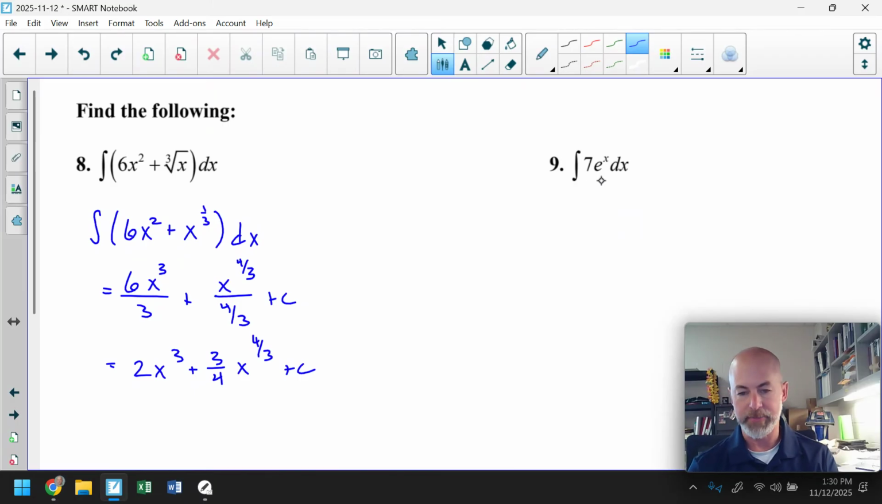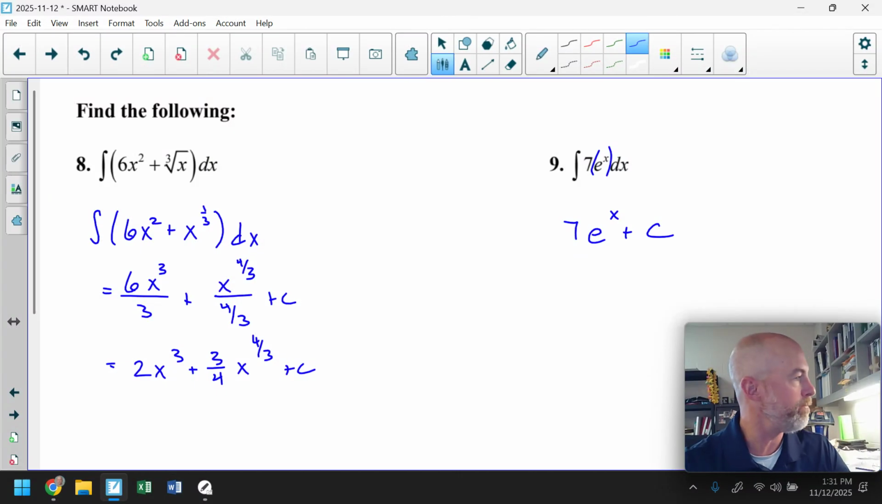Number 9 is about as easy as they come. That a 7 is a constant times the function does not impact the antiderivative, and so the antiderivative of e to the x is e to the x. That 7 is just going to come along for the ride. Put a plus c, that's kind of nice. That's about as easy as an antiderivative can be.